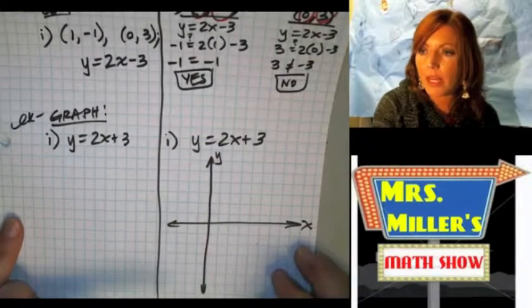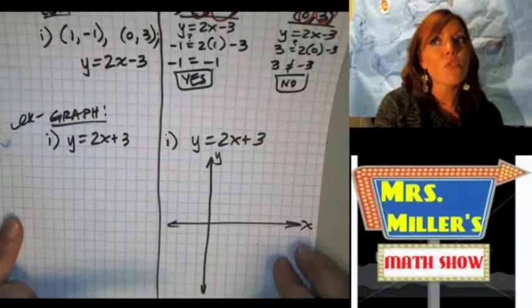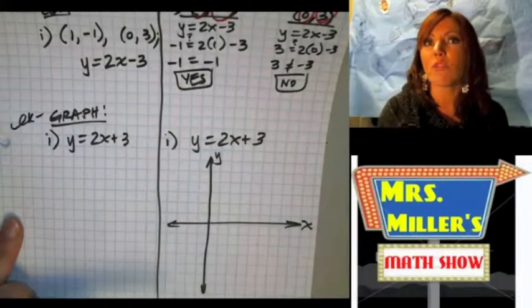And so the coordinate system, label X and Y axis. I'm going to ask for volunteers after this to graph the next several problems, okay?